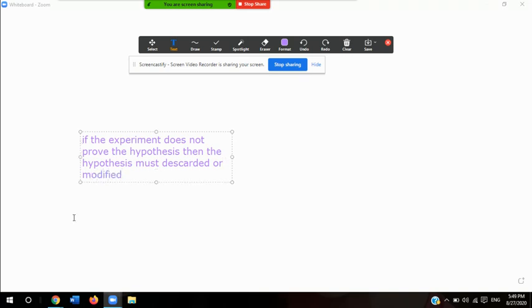Generally, scientists don't like to say that the hypothesis is not true. Generally, what they'll say is that the hypothesis needs to be modified, or that further testing is needed to prove the hypothesis. But it's very important to understand that the experiment is what's going to test my hypothesis. It is what's going to tell me if it's true or not true. And if it isn't true, then I have to modify it.